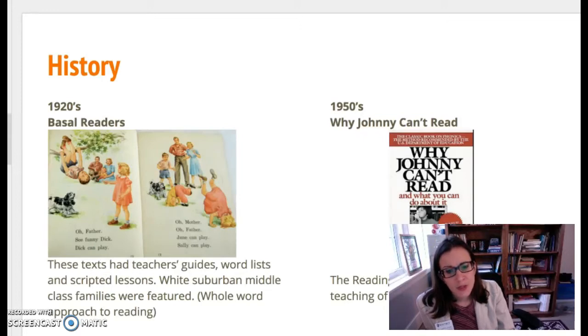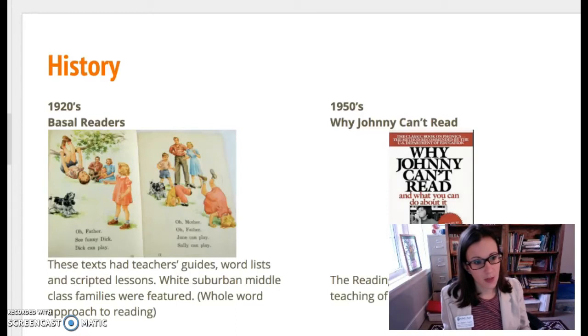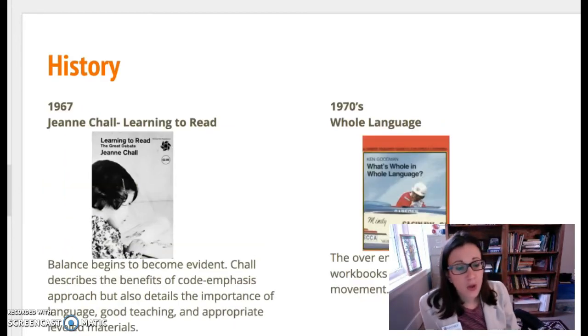And in the 1950s, Rudolf Flesch publishes a book entitled Why Johnny Can't Read and What You Can Do About It. And we see the pendulum swing back towards teaching phonics and the importance of phonics in the classroom. Moving right along, we have Chall, who is a Harvard researcher, and she publishes a book called Learning to Read and really advocates for balance.